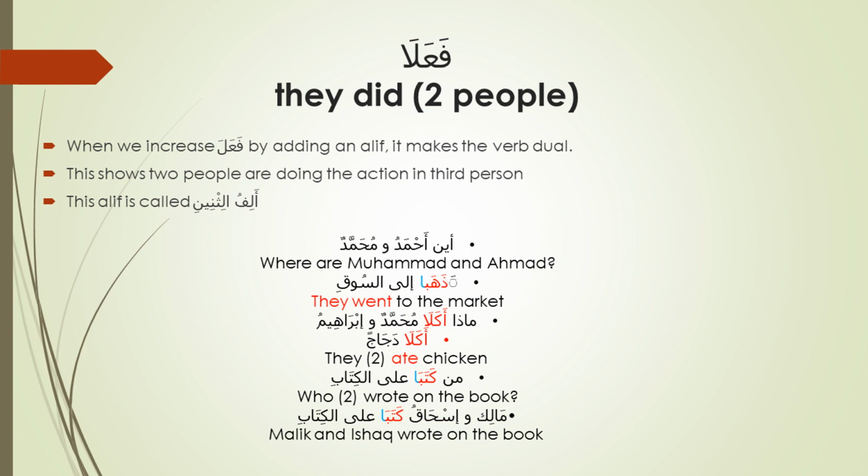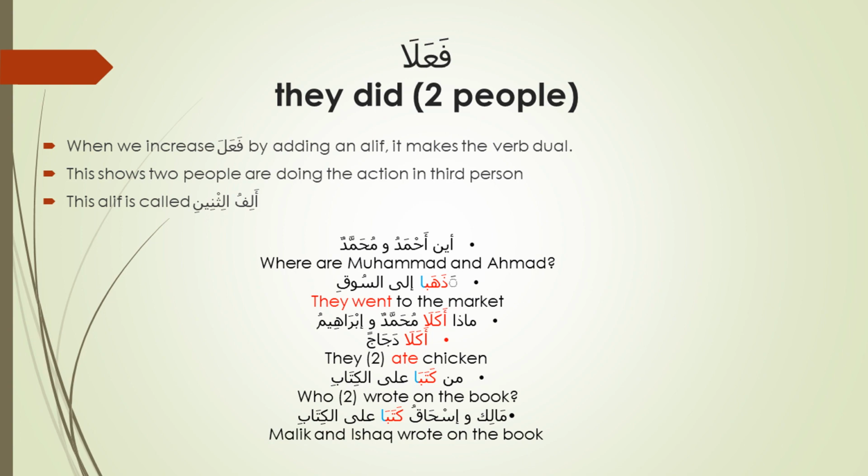So remember, in Arabic, we have jul and then we have jam', which is plural. Is that a singular, 2 people doing action, or 3? It's one of the 3. But it's not like English where they means 2, 3. We have jul, singular, and jam', plural. So fa'ala, an increase by alif, shows that 2 people have done the action in third person.